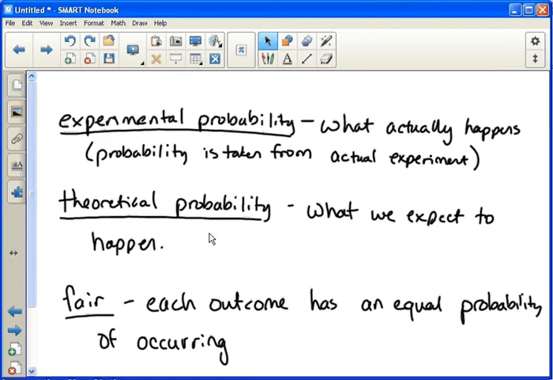Another word I wanted to go ahead and introduce you to is the word fair. A fair game or a fair scenario is one where each outcome has an equal probability of occurring. So flipping a coin is an example, rolling a die is an example, randomly drawing one card from a deck is an example, things like that. So fair implies that each outcome has an equal probability of occurring.